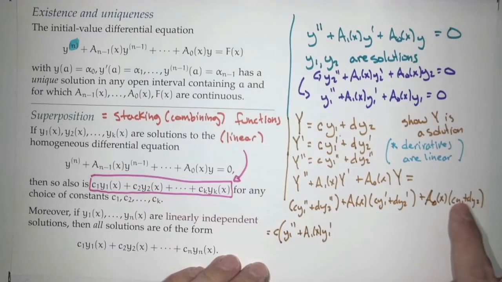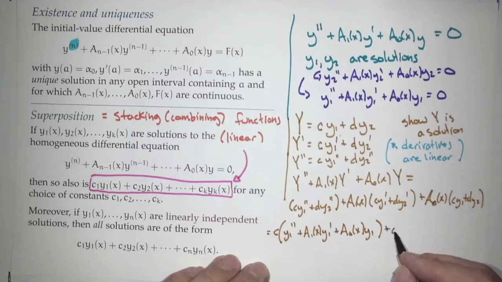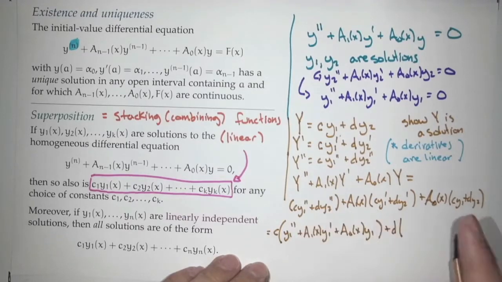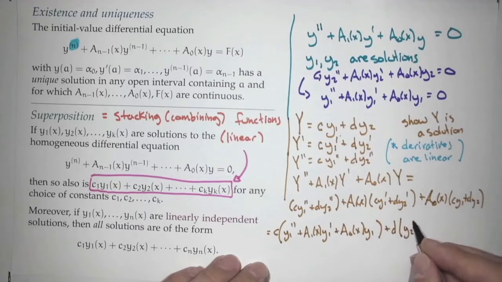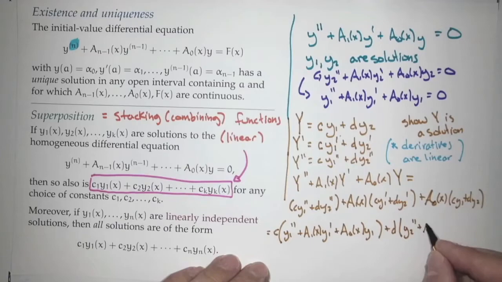Okay, and there's one more: y1 times a0. Okay, plus, we'll do the same thing for y2. It's very similar. There's a y2 double prime, then a plus a1 of x, y2 prime, and then a plus a0 of x, y2.